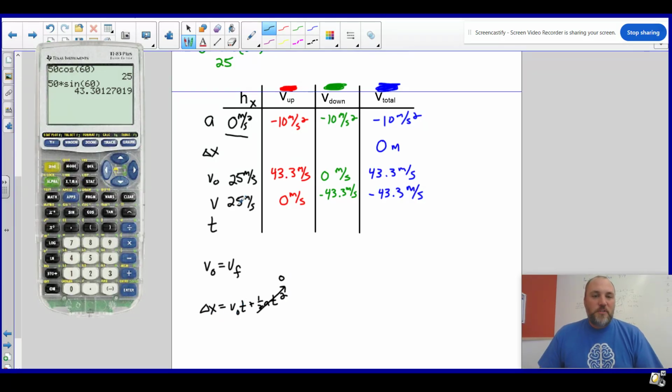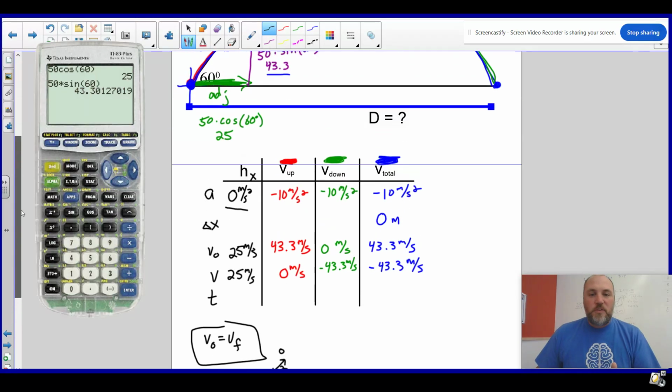In the horizontal direction, right now, we don't know either the displacement or the time. So we're kind of stuck here. In the horizontal, we don't have enough information to continue. The only thing we can verify is that the initial and final velocity are the same. So I'm going to look at the other columns. The other columns have enough information to continue on and find time, and then I can use that time in the horizontal direction. At this point, it's really up to you how you want to solve this problem.